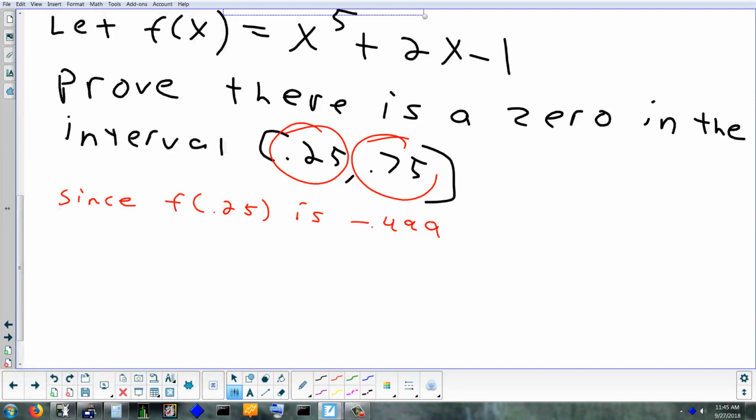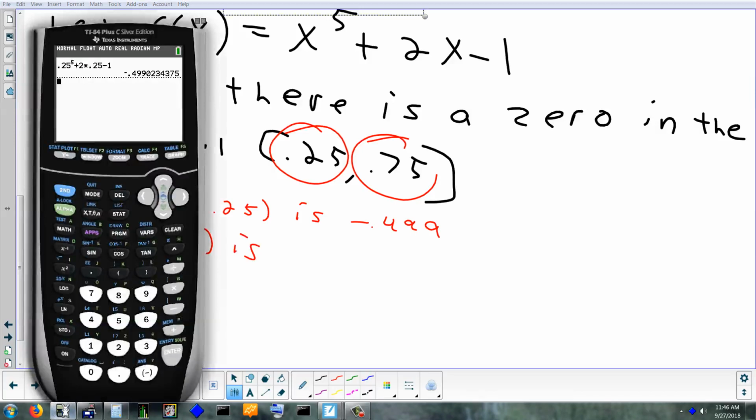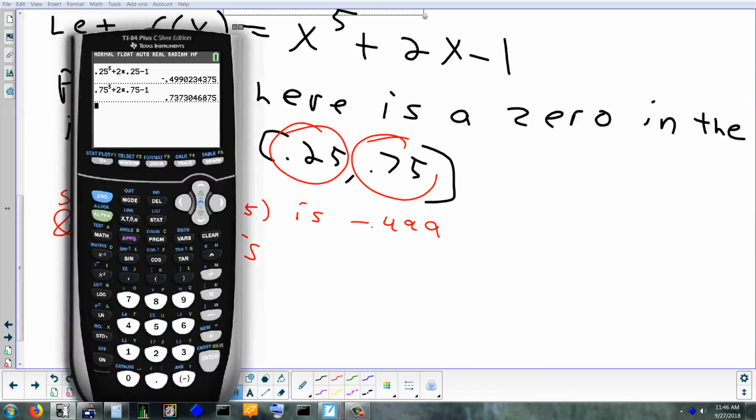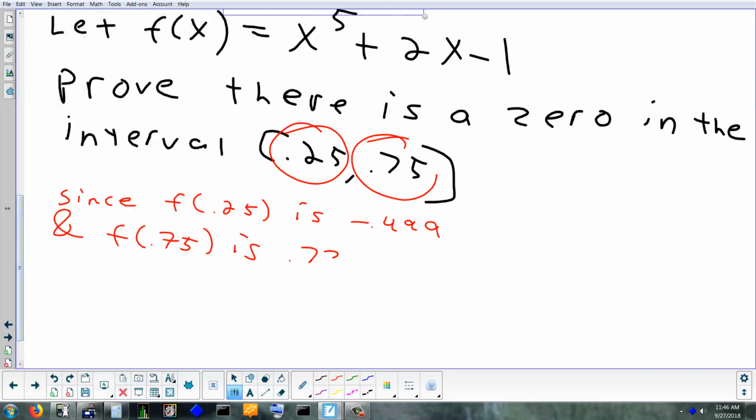So, since f of 0.25 is negative 0.499, and f of 0.75 is, this is where if I had to keep doing these over and over, it would be much faster to use the table. But since I only have 2 of them, I can just type it in. So plus 2 times 0.75 minus 1. And f of 0.75 is 0.737. My y value went from a negative to a positive.